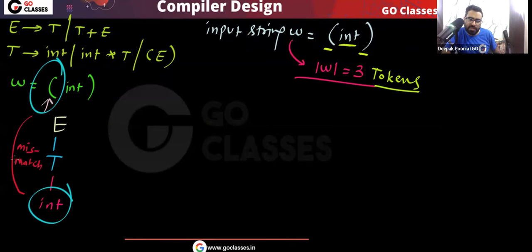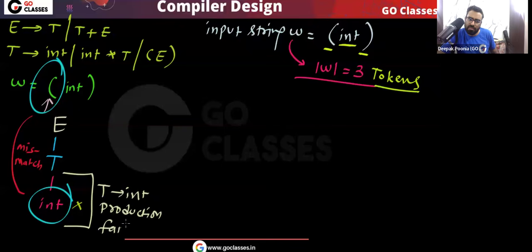Because there is a mismatch, what does it mean? It means this has failed. When I say this has failed, it simply means this production has failed. Notice one thing here, I can say that this t going to int production failed. When this production failed, you will remove this, backtrack, go here and try the next t production.